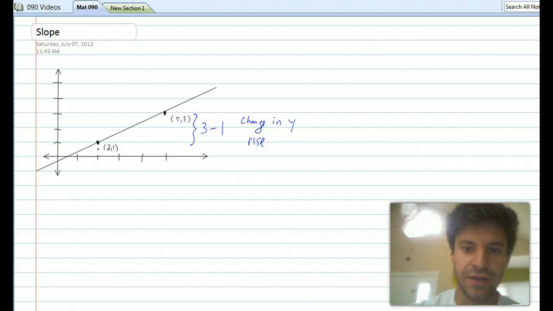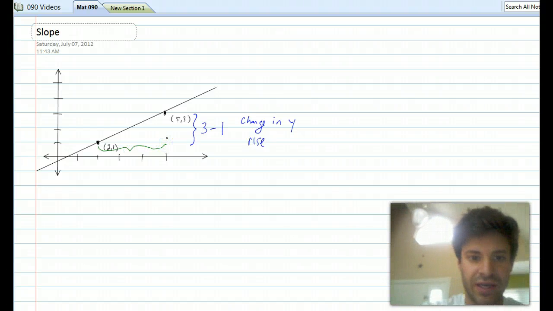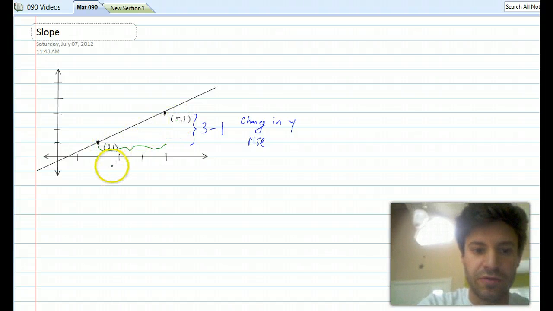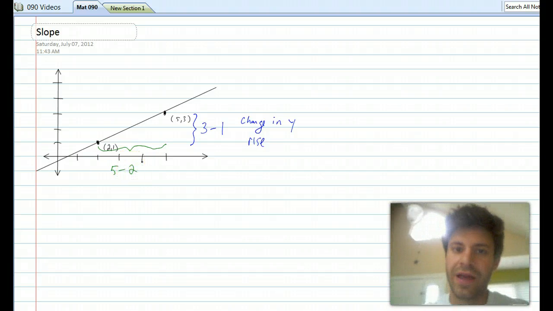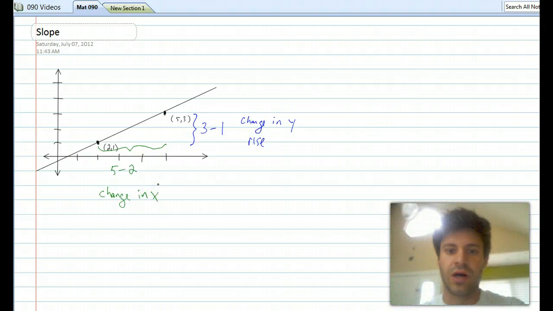Then what we did is we found the distance between the 2 points in the x direction. So in this case, our first x value is 5 and our second x value is 2. So to find that distance, we took 5 minus 2. Now we call that the change in x, and we can also call it the run.